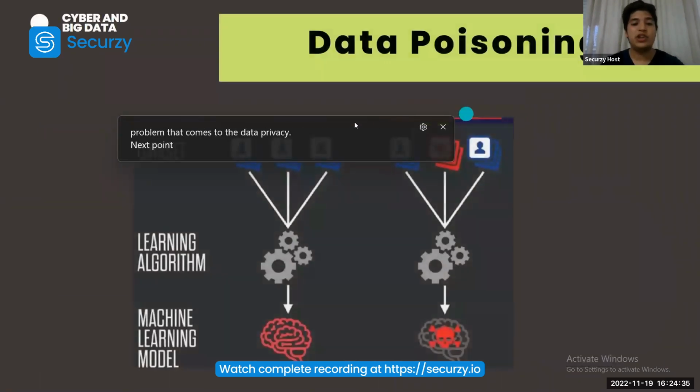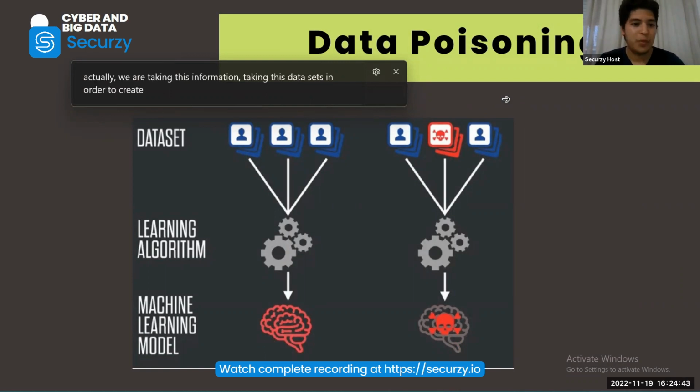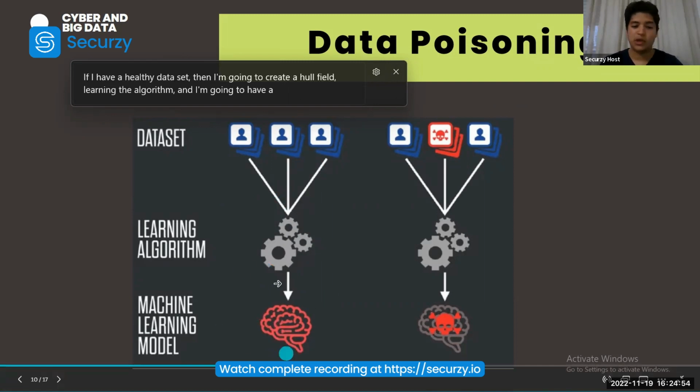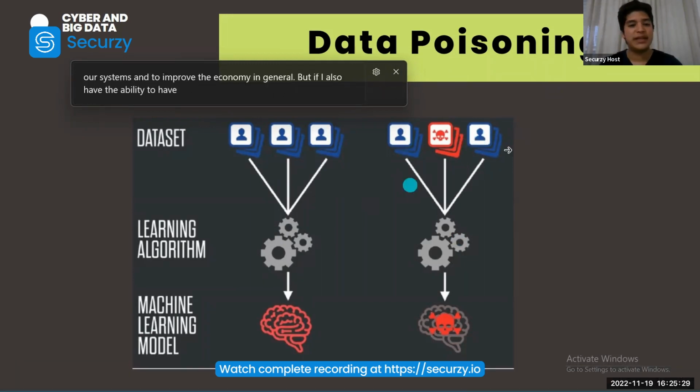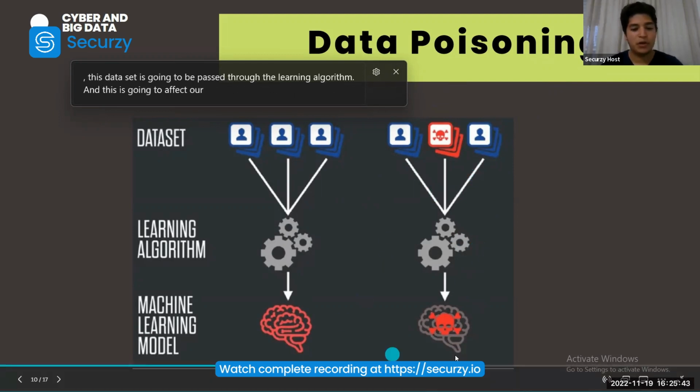Next point, which is data poisoning. When it comes to big data, actually we are taking this information, taking these data sets in order to create machine learning models or deep learning models. If I have a healthy data set, then I'm going to create a healthy learning algorithm and I'm going to have a healthy machine learning model. But if I have a poisoned data set, a data set that has been altered, or maybe that I have collected information from untrusted sources, this data set is going to be passed through the learning algorithm, and this is going to affect our learning model.